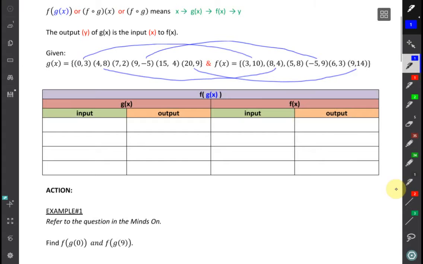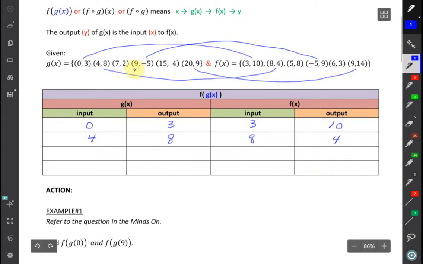Filling this in, looking at our first point there, the input is 0, the output of g at x is 3. Then coming over to f at x, its input is 3, and its output is 10. So in terms of this function here, f of g at x, when we put 0 into this function, the ultimate output is 10. Looking at the input 4, the output is 8, and that results in an input to the f at x of 8, and its output from there is 4.